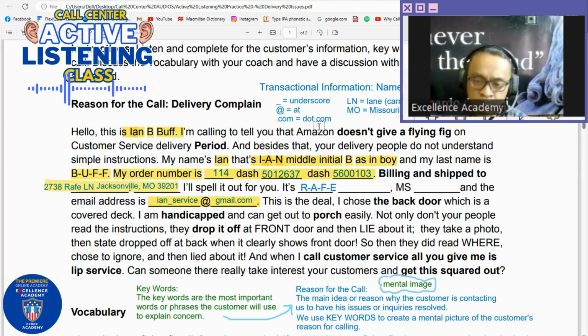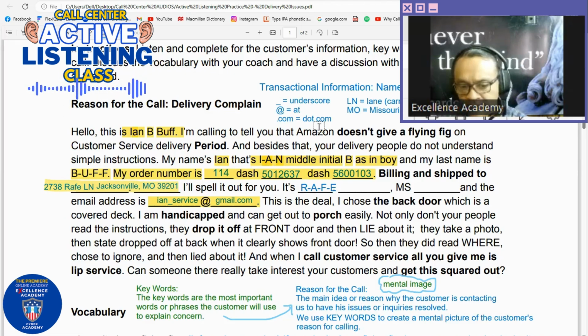I chose the back door, which is a covered deck. I am handicapped and can get out to the porch easily. Not only don't your people read the instructions, they drop it off at the front door and then lie about it. They take a photo, then state dropped off at back when it clearly shows the front door. So then they did read where, chose to ignore, and then lied about it.